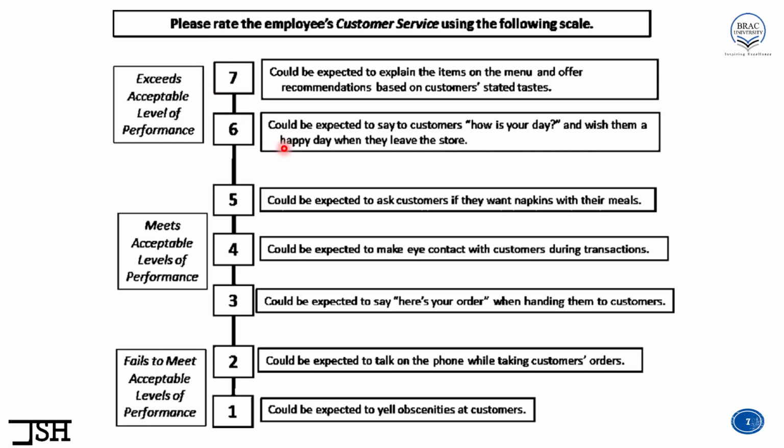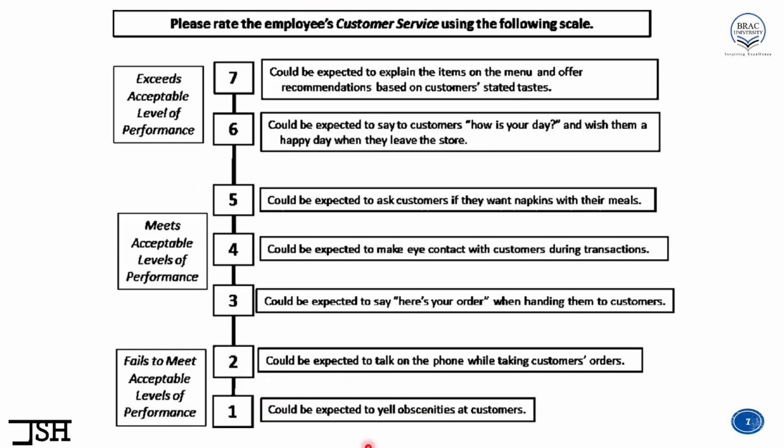Now moving on to the next. Could be expected to say to customers, how is your day? And wish them a happy day when they leave the store. If a server demonstrates this kind of behavior, that person will receive a 6. So in this manner, all the behaviors have a certain score allotted. Now let's directly move to the last behavior. Could be expected to yell obscenities at customers. Very normally, if a server is seen to yell at customers, that is very rude, and that's why that person may receive a 1 here.